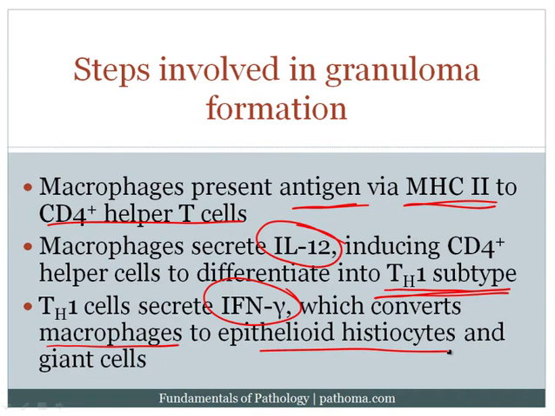Step 1, the macrophages find an antigen, present it via MHC class II to the helper T cells. The helper T cells, okay, bind the antigen. Once that first binding occurs, the macrophages sort of then dump IL-12 on the CD4 positive T cells, which then converts the CD4 positive cells to a Th1 subtype. The Th1 helper cells then secrete interferon gamma, which then converts the macrophages to epithelioid histiocytes. So you have to know IL-12 from the macrophages, and you have to know interferon gamma from the Th1 helper T cells. So that should be clear.